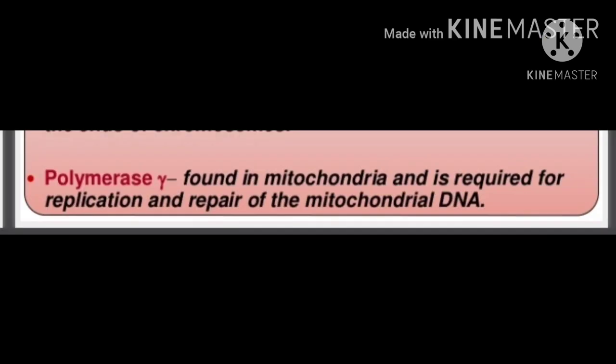Then what about DNA polymerase gamma? DNA polymerase gamma is found in mitochondria and is required for replication and repair of the mitochondrial DNA. All the other DNA polymerases, namely alpha, epsilon and delta, are mainly concerned within the nucleus. But DNA polymerase gamma is mainly found in mitochondria and is responsible for the replication and repair of mitochondrial DNA.